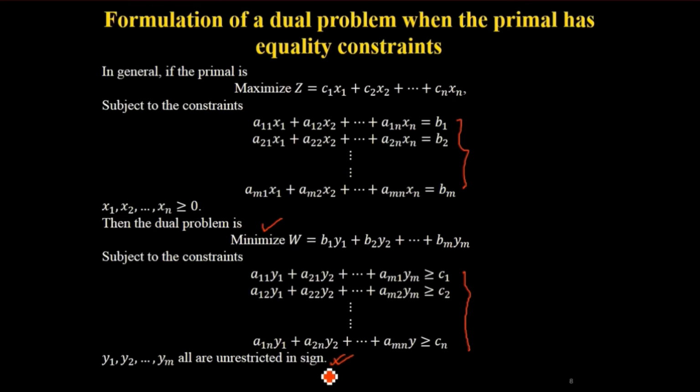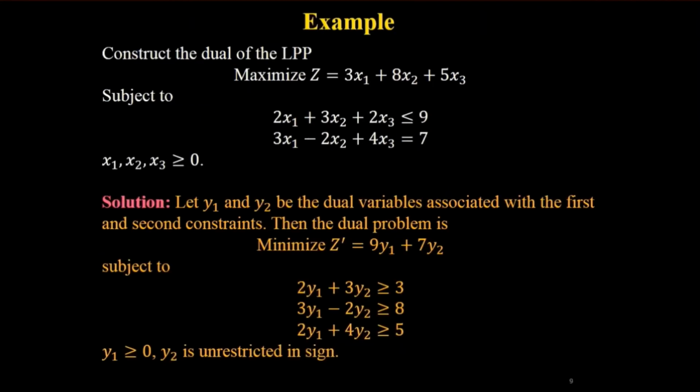I hope you understood this concept. If you understood it, then we have to see the example problem. Here the example problem is given: maximize z equal to 3x1 plus 8x2 plus 5x3. So 3 is the c1 value, 8 is the c2 value, 5 is the c3 value, subject to 2x1 plus 3x2 plus 2x3 less than or equal to 9. So 9 is the b1 value. 3x1 minus 2x2 plus 4x3 equal to 7. So 7 is the b2 value.